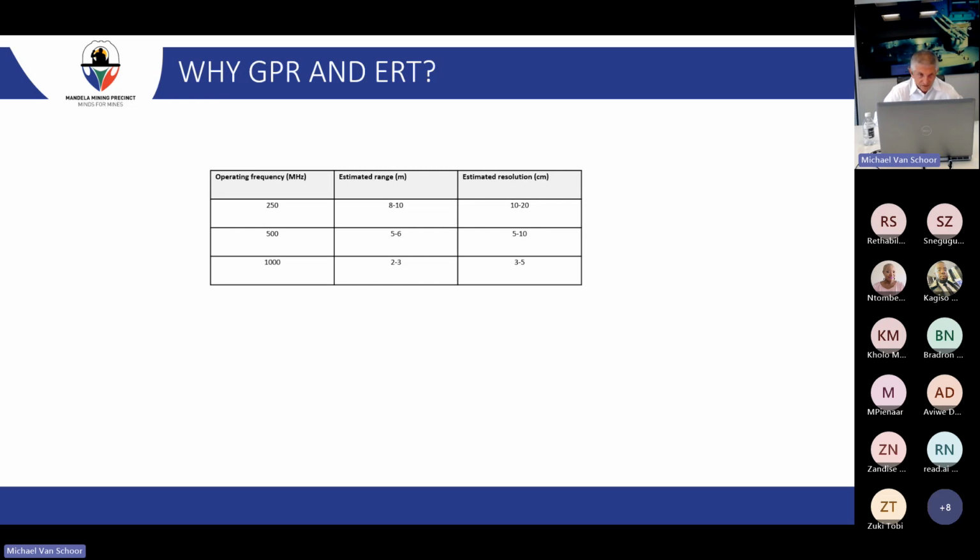So, for example, the one that you use most often underground is the 500, the one there in the middle. We typically get 4, 5, 6 meters range at a resolution of about 5 to 10 centimeters, and that's quite a good middle ground for in-mine, especially for the hanging wall studies that we do with the GPR.